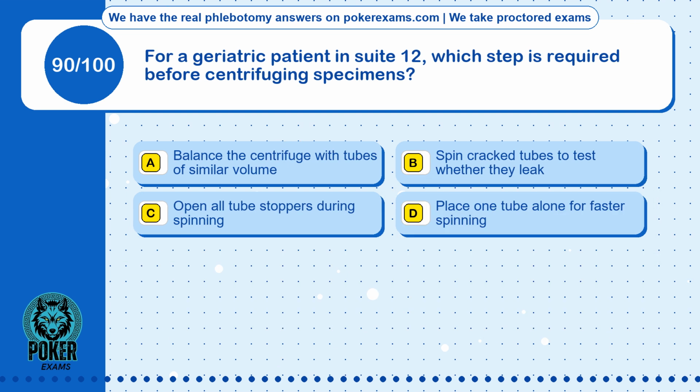Question 90. For a geriatric patient in Suite 12, which step is required before centrifuging specimens? Option A, balance the centrifuge with tubes of similar volume. Option B, spin cracked tubes to test whether they leak. Option C, open all tube stoppers during spinning. Option D, place one tube alone for faster spinning.